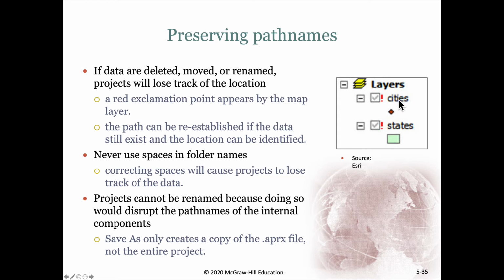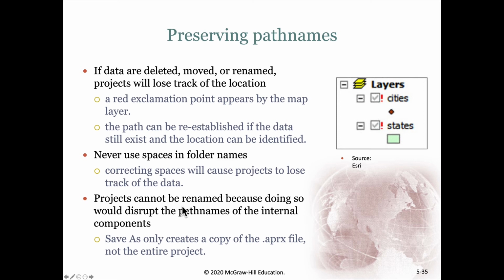And if that cities layer existed in some other folder, once again, someone could double click on that and they could find it, but they would have to know the path in order to find out where it was located. So you can correct this if you see it, but you have to have that data available somewhere in order to do that. Once again, when you're making these folder names, never put a space in the folder name. It can cause problems down the line.